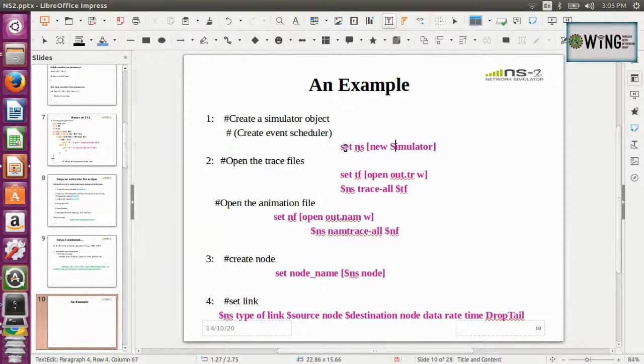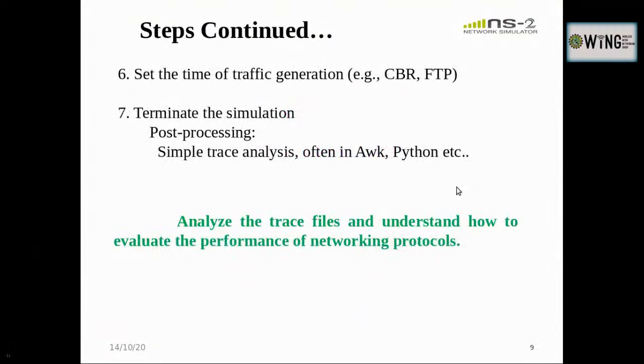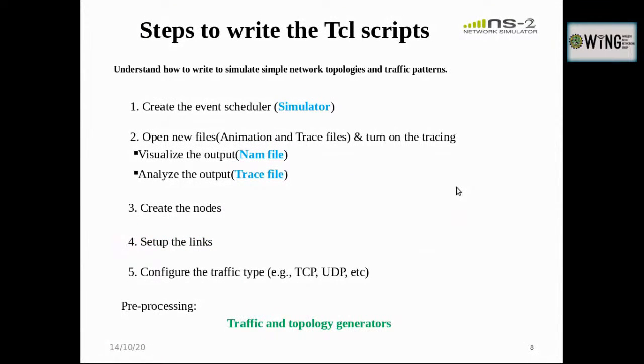How does the command language work? It is a command. First argument variable, second argument value. This complete thing will be held by NS. That's all. This is the first thing. What is the second step I said? The second step is we have to create two files. Which are those? We have to open two files. Animation file and trace file.